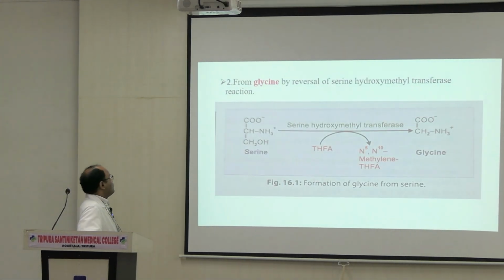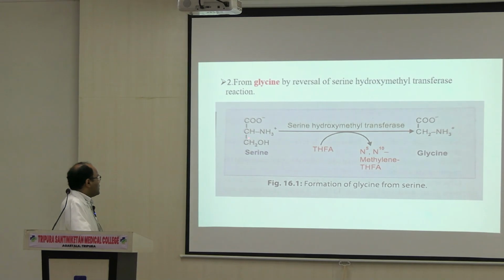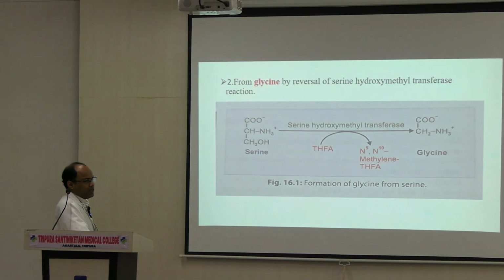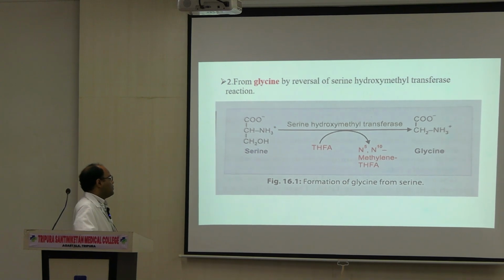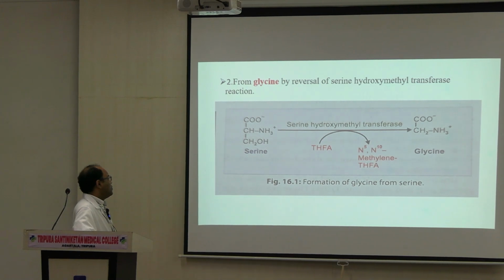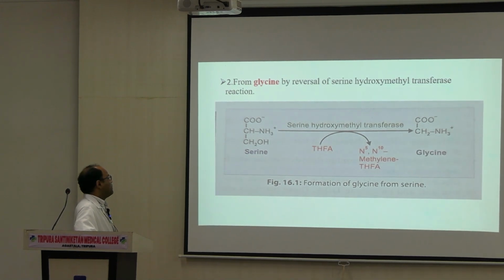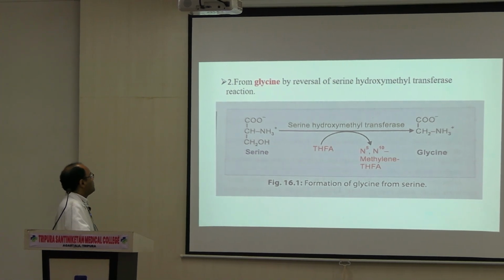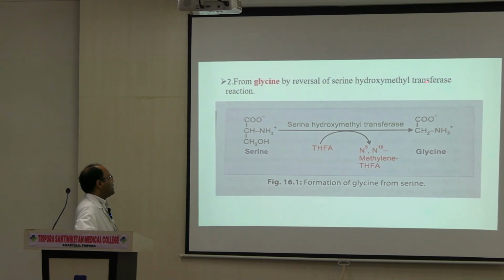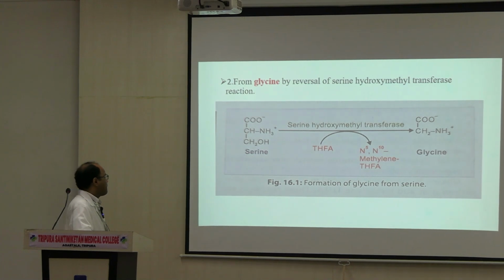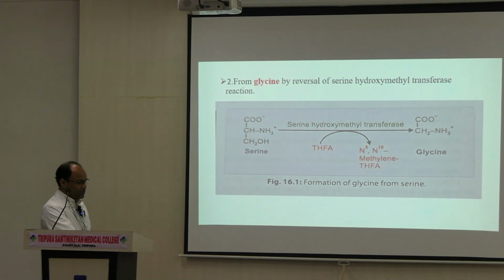Next is from glycine metabolism. Serine can convert into glycine by the enzyme serine hydroxymethyl transferase. Here it requires tetrahydrofolate and forms N5,N10-methylene tetrahydrofolate and glycine. Here the CH2 group is removed, forming glycine. By the reverse of this reaction, glycine can convert into serine, by reversal of the serine hydroxymethyl transferase reaction. Okay, this is the second source.